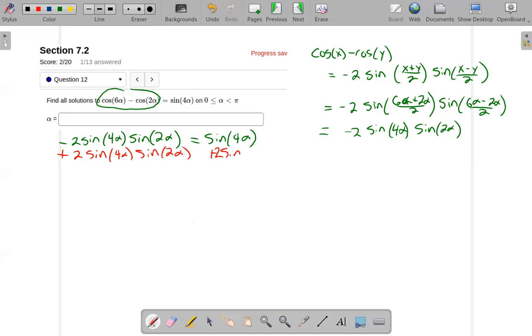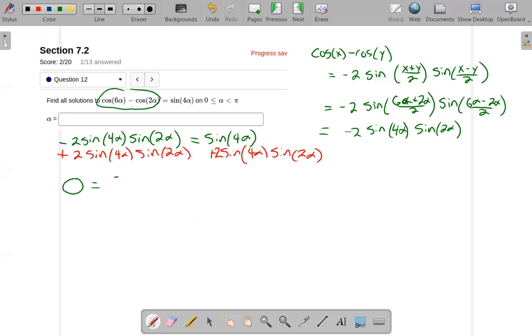Oops, 2 sine 4 alpha plus, oh no, times, excuse me. All right, since these aren't exactly like terms, they're kind of complicated, then what I have is I put a 0 on the left side now.